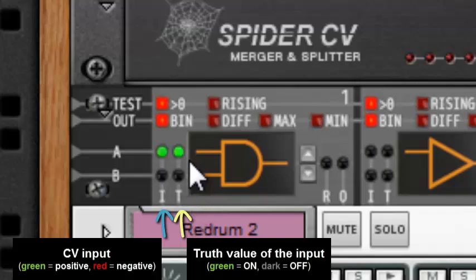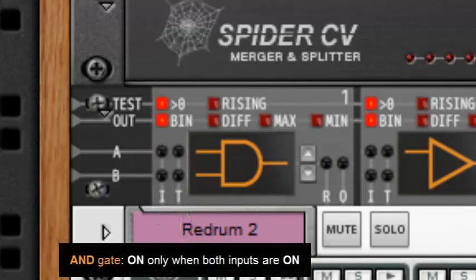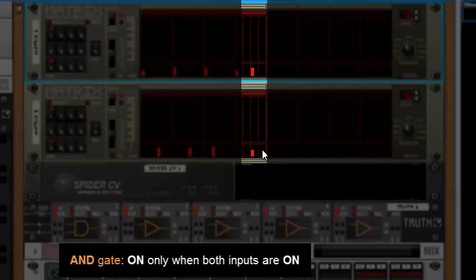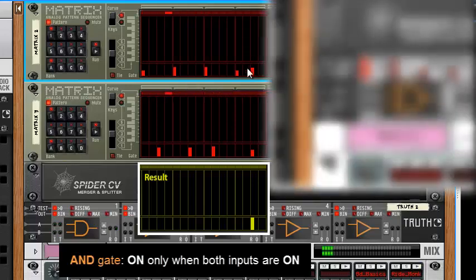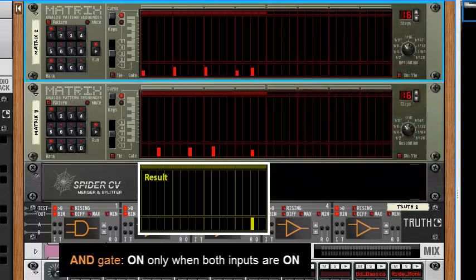Now, Truth is ready to apply the rule of the selected logic gate to the inputs. Let's use the AND gate first. This gate outputs on only when both of its inputs are on. If either input is off, the output is also off. Since this is the only place where both the kick and the ride are on at the same time, we should expect to hear the piano at this step. In other words, we found the intersection of the two patterns.